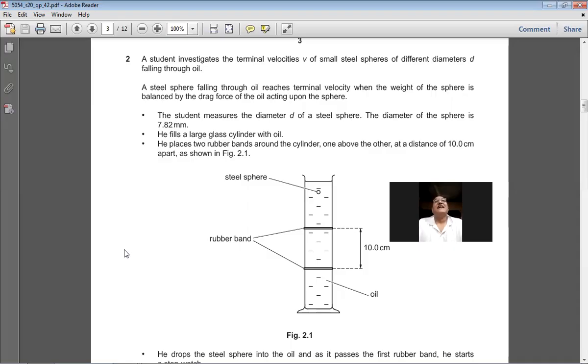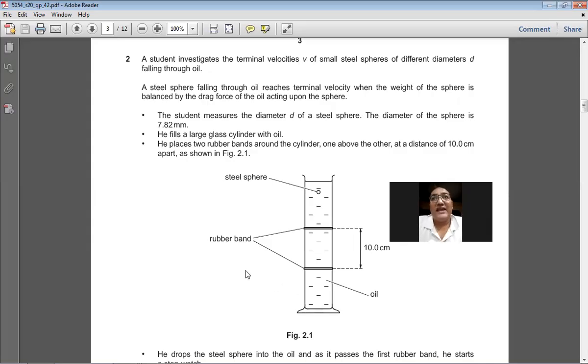He fills a large glass cylinder with oil. He places 2 rubber bands around the cylinder, one above the other at a distance of 10 centimeters apart, as shown in the figure 2.1. So you can see that here we have a cylinder, and they have put 2 rubber bands outside the cylinder, and the distance between them is 10 centimeters. This is the first rubber band, this is the second rubber band, and this cylinder is filled with oil.